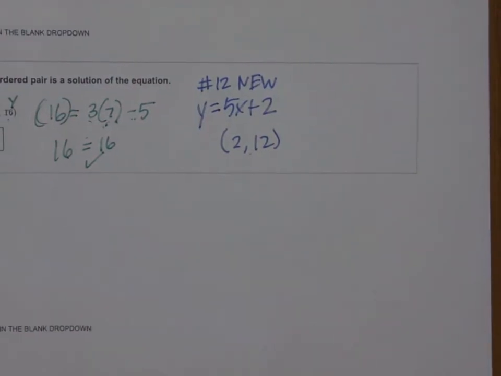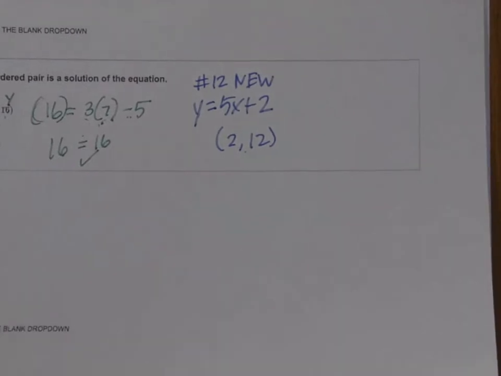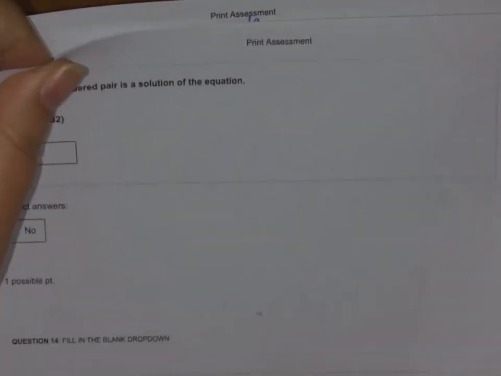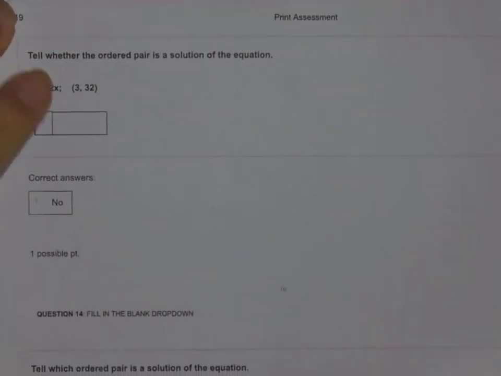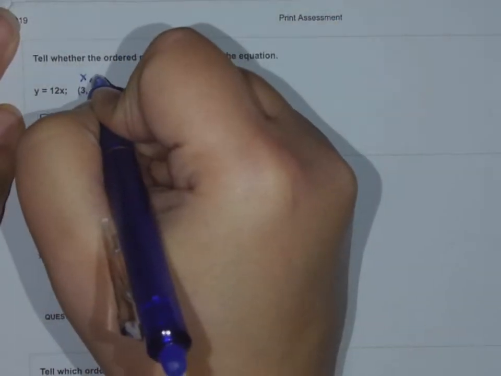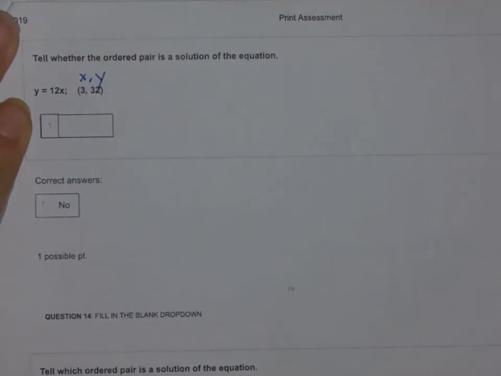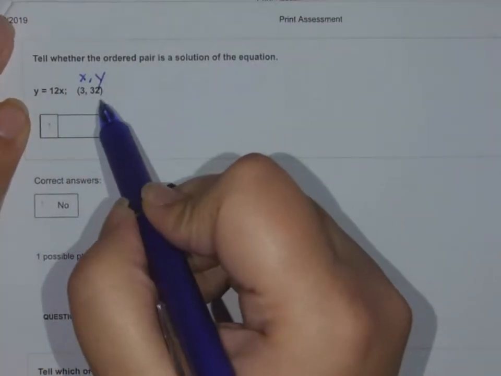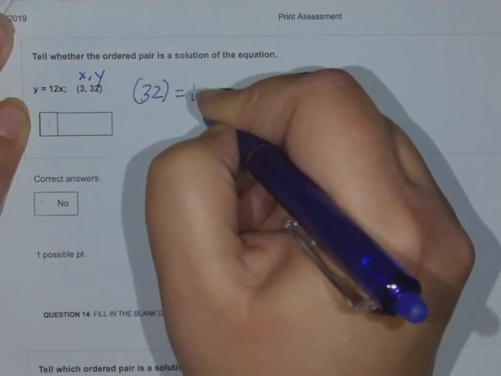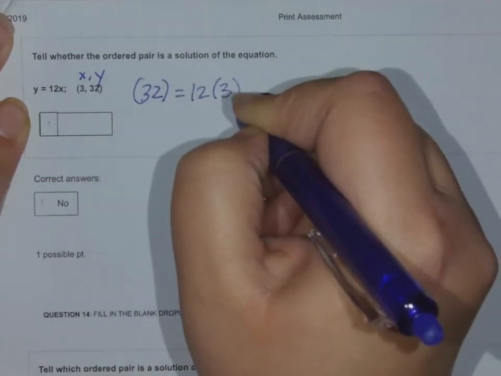All right, number 13, I believe, is a similar question. Yep, tell whether the ordered pair is a solution to the equation. So y equals 12x, and my ordered pair is 3 and 32. The first number is x, the second number is y. Okay, go ahead and plug them in. I plug the 32 in for y, and I plug the 3 in for x.